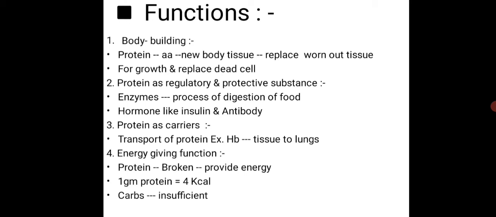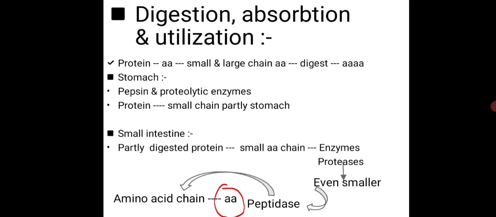When the carbs are insufficient, as I already told you, then the digestion, absorption and utilization of protein. How? Protein consists of small and large chains of amino acids, which are digested to form amino acids. Protein is very large and is broken down when we eat food. Food contains proteins, and that is a complex protein, so it is broken down.